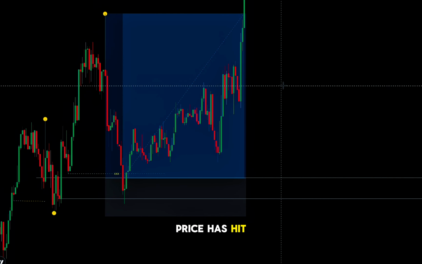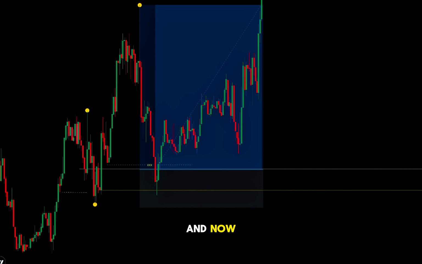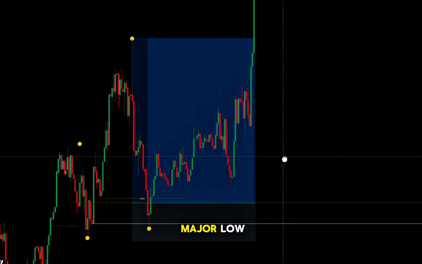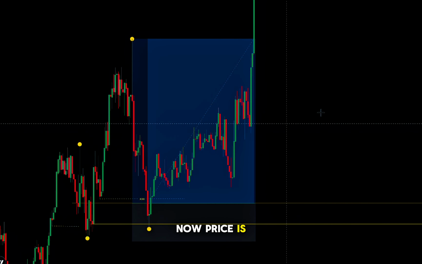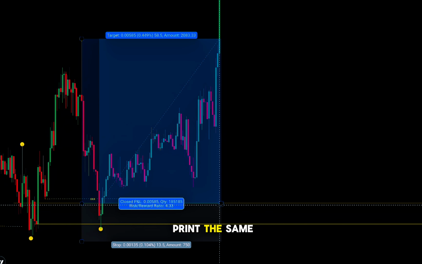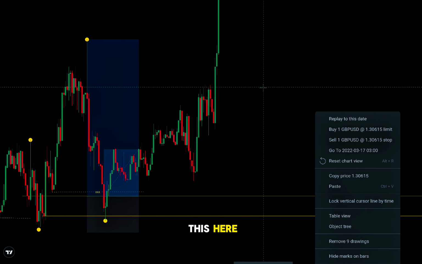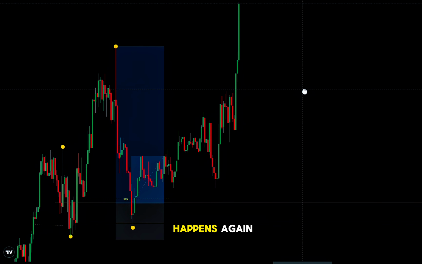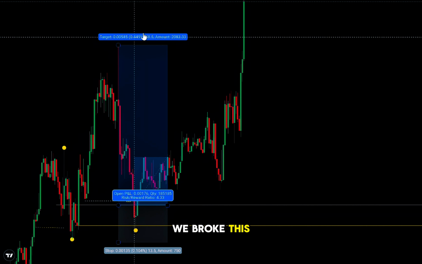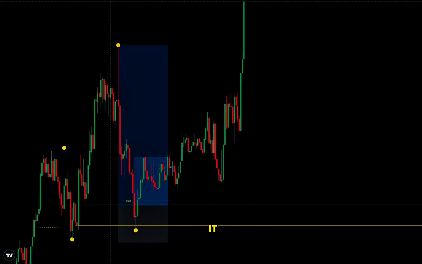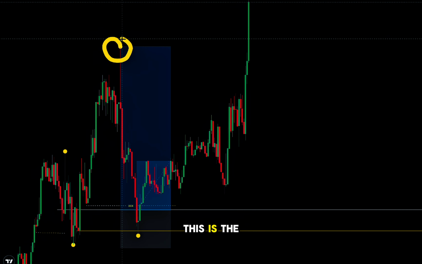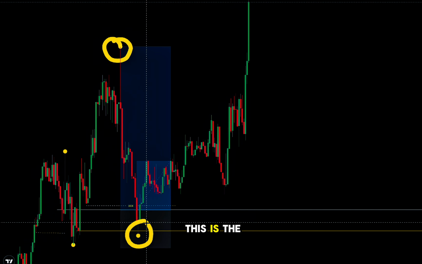Price has hit the target there, and now we want to identify this low as the valid major low. Now price is continuing to always print the same thing. We can push this here, and we wait and see what happens again. We broke this. Since we broke it, we are creating another range to trade. This is the high, and now this is the low.